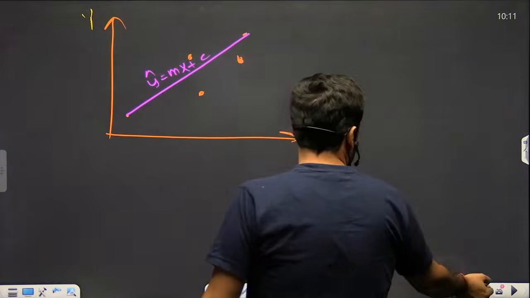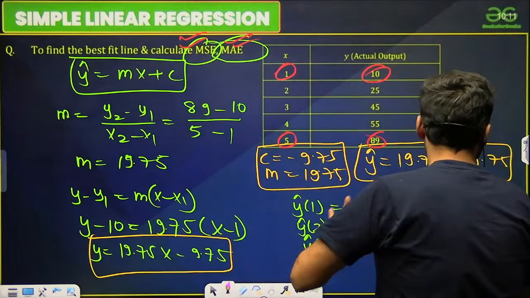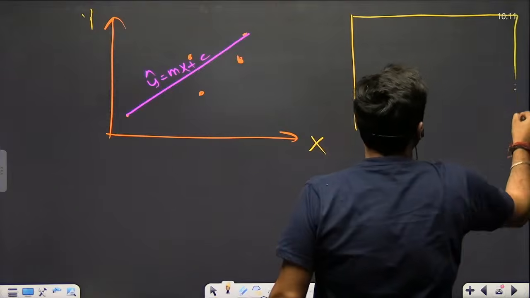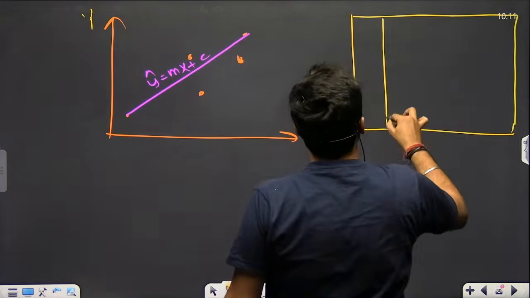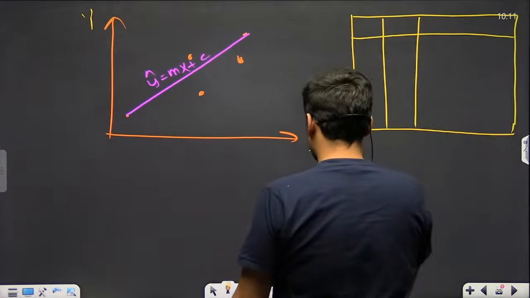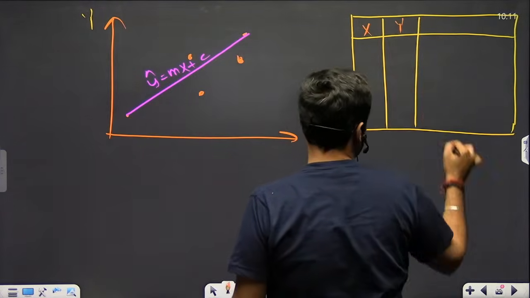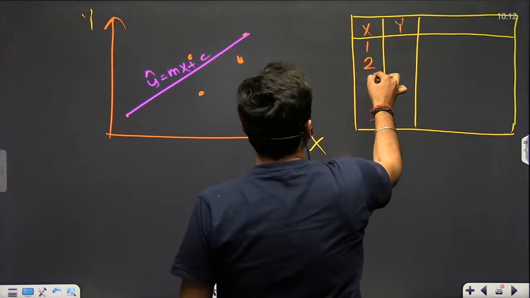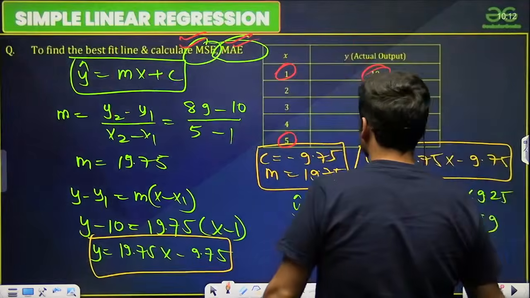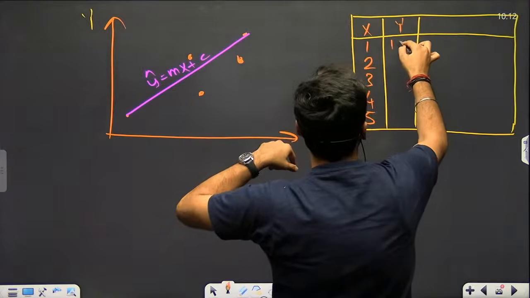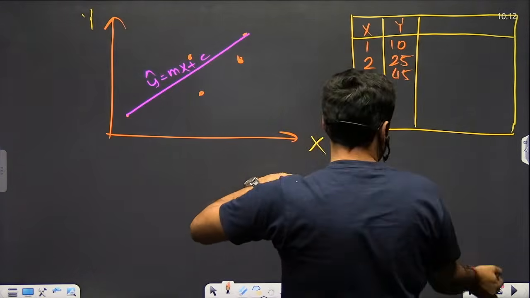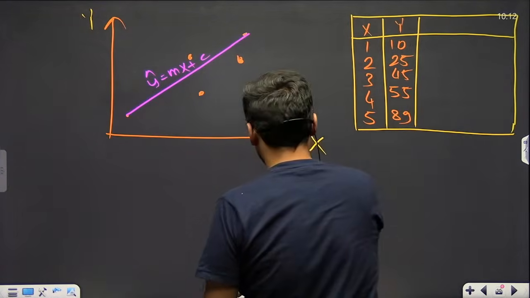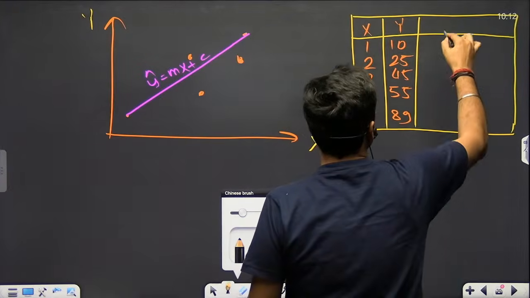Chaliye, now I had calculated y hat for each and every value. So now I would just create a table. In the first column I have the values for x and y. The values for x are 1, 2, 3, 4 and 5. Then we have y as 10, 25, 45, 55, 89. These are the values of y.